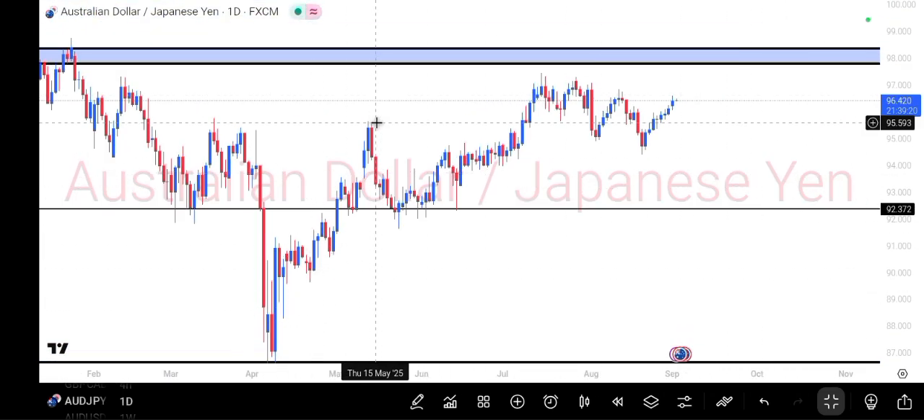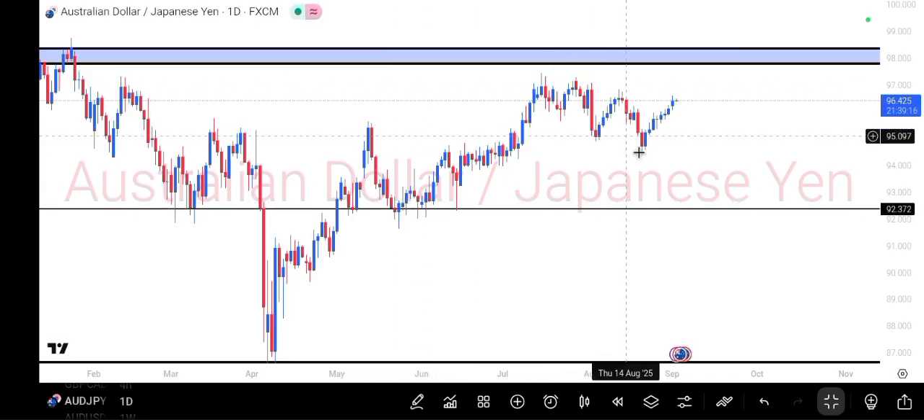This is an impulsive move to the upside, a retracement, and another impulsive move to the upside. Then this is another retracement. So this retracement now is supposed to trigger another impulsive move to our major zone. So that's just a clear definition of it. Now, the daily time frame is also pointing to our next major zone.